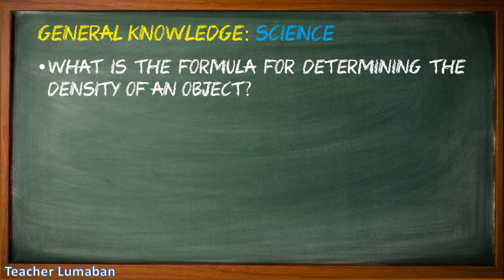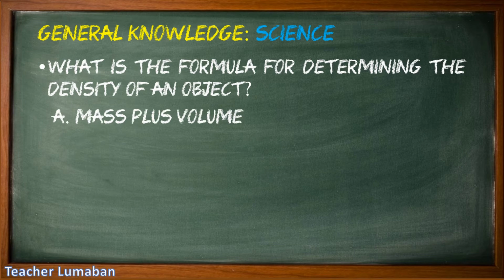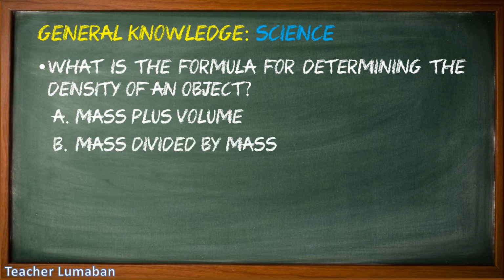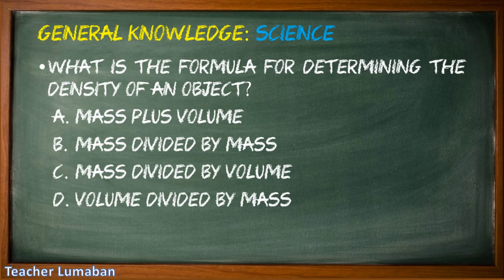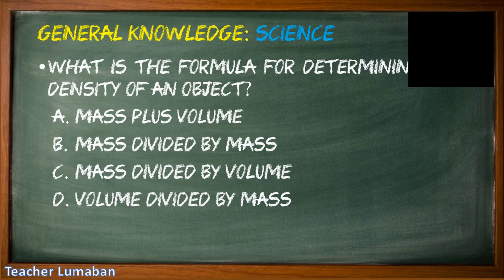What is the formula for determining the density of an object? Letter A, mass plus volume. Letter B, mass divided by mass. Letter C, mass divided by volume. Letter D, volume divided by mass. Please choose the suitable answer to the following choices in 5 seconds.